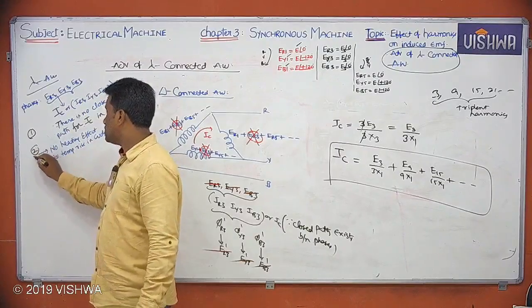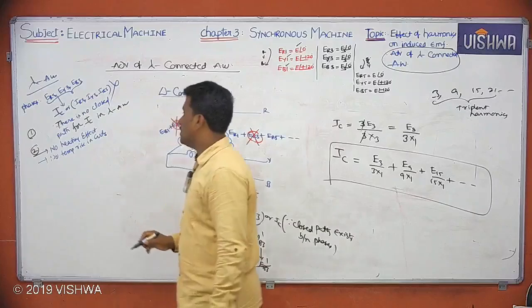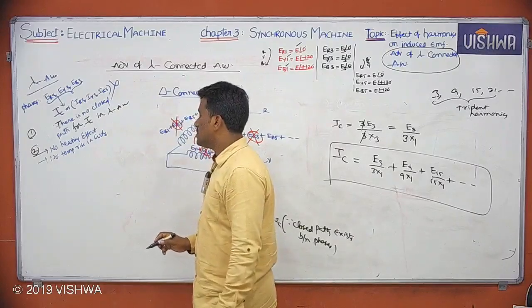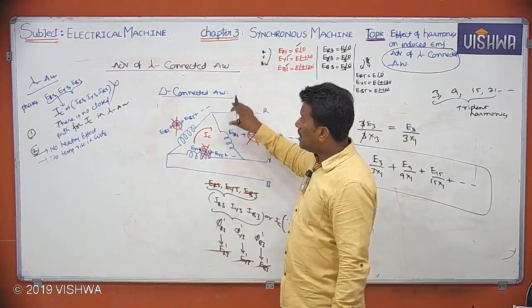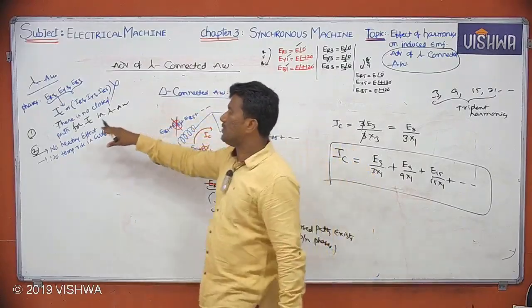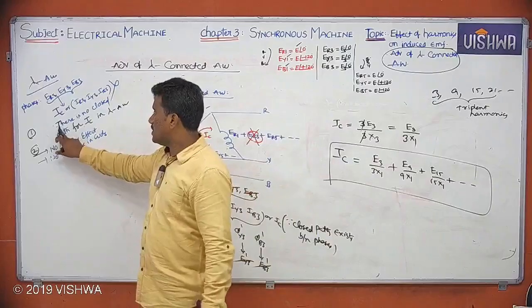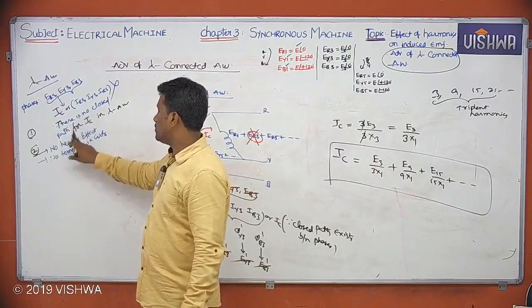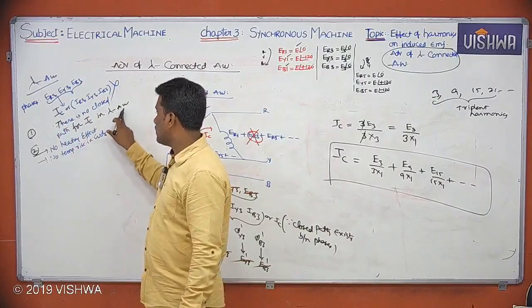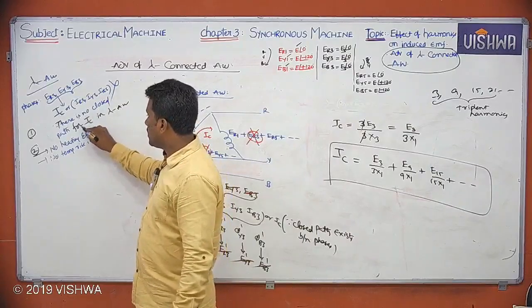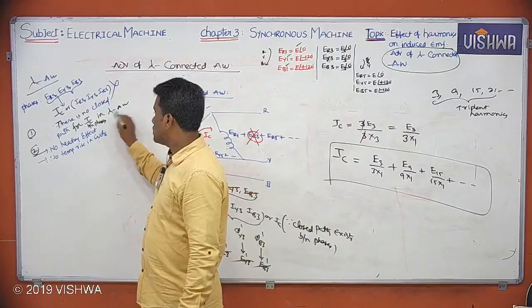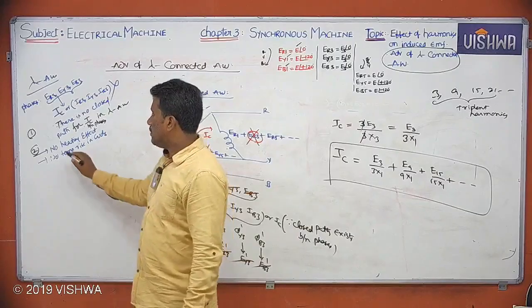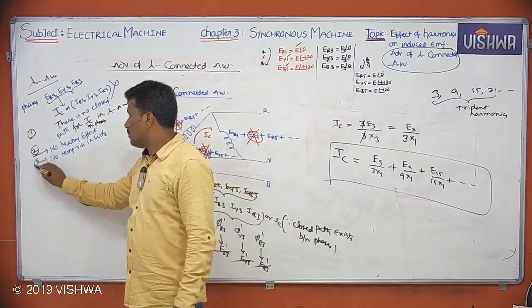Second advantage, please. Whenever there is no closure path for circulating currents, obviously, the circulating current path is there in a delta. Advantage of star means I don't have a path for circulating current. That is one advantage, because there is no closure path for circulating current between phases in star connected armature winding. Second one, no heating effect. Third one, no temperature rise.